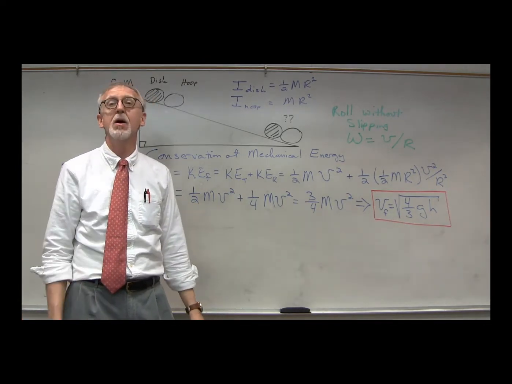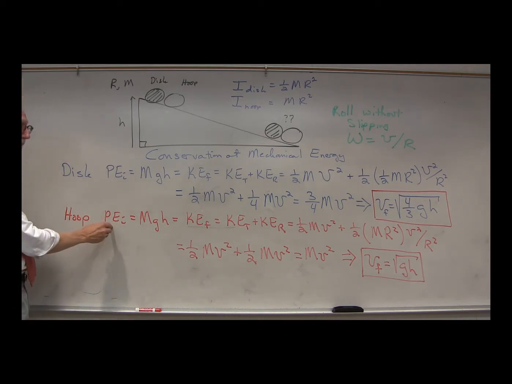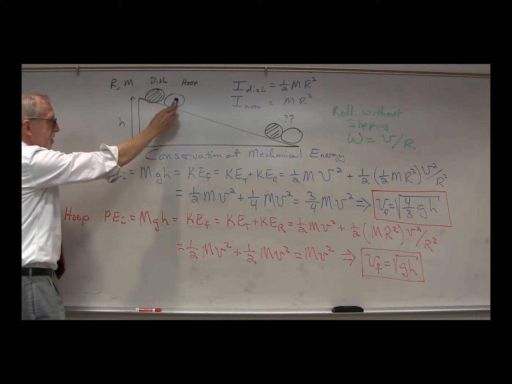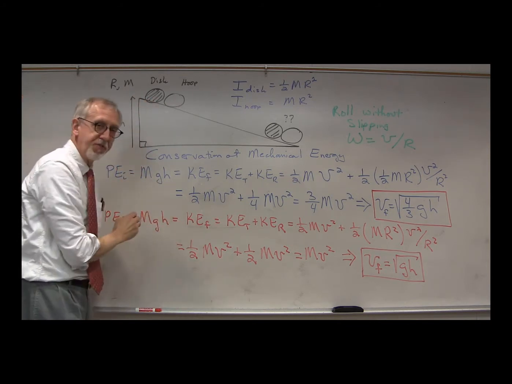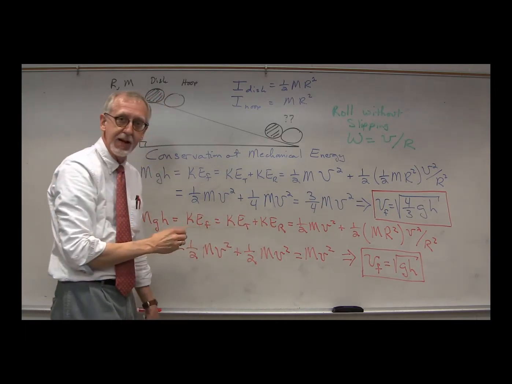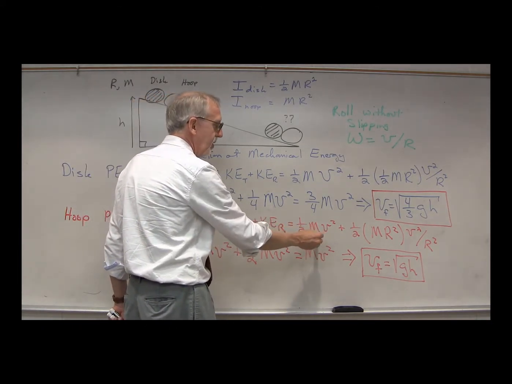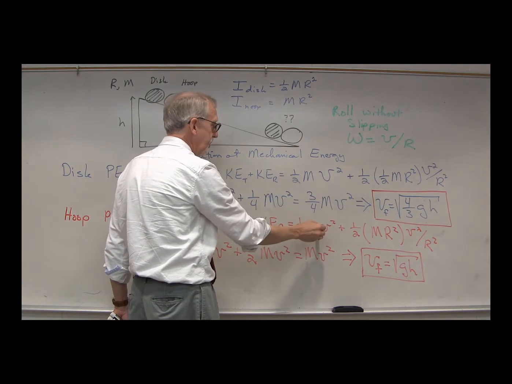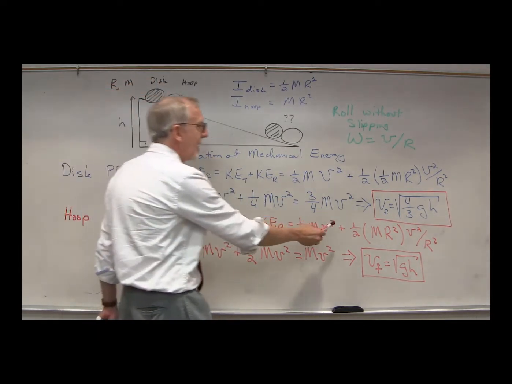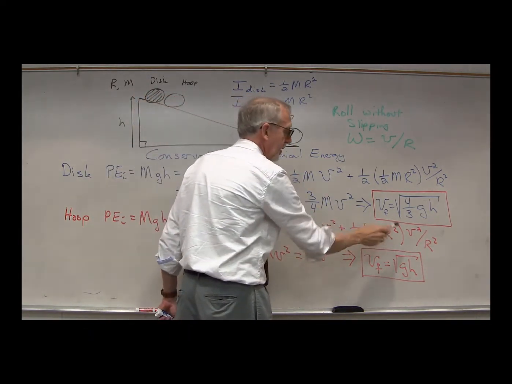Now, what about the hoop? What do we get for that? So here we go. For the hoop, again we have the initial potential equals mgh. We start out with the same potential energy for the hoop. That must equal the final kinetic, which equals the translational kinetic plus the rotational kinetic, still the same. The translational kinetic is 1/2 mv squared, still the same for the disk and the hoop. But now for the rotational kinetic energy for the hoop, we have 1/2 I, but the moment of inertia for the hoop is just mr squared.